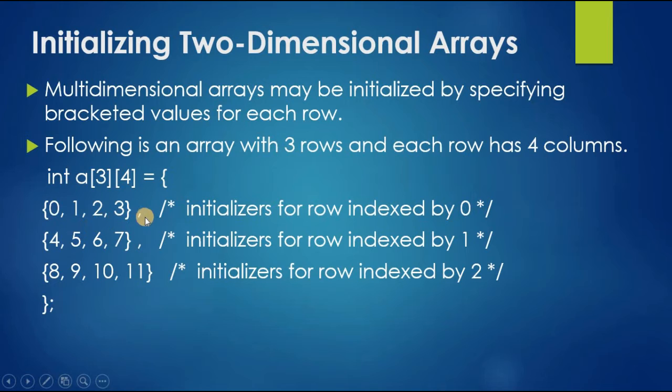The first row will be the 0th row, the second row is indexed by 1, and the third row is indexed by 2. Because the array starts from the 0th position, the first row is indexed by 0, the second row by 1, and the third row by 2.